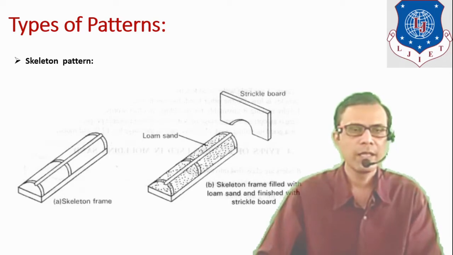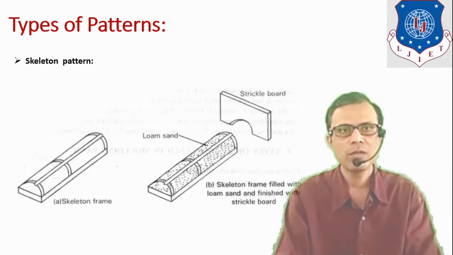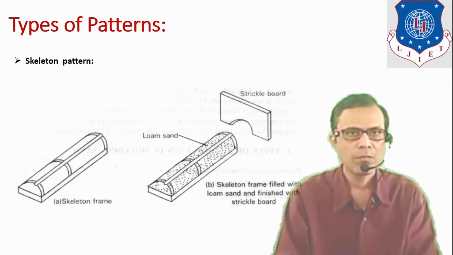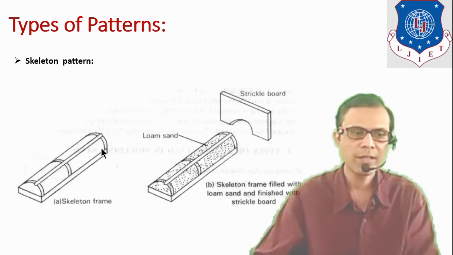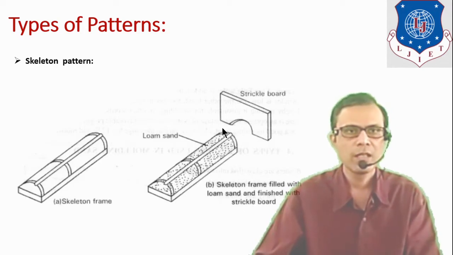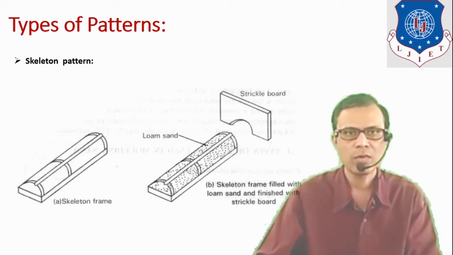Next type of pattern is a skeleton pattern. If shape of the casting is simple but size is large, then it can be made with the help of a skeleton pattern. For example, pipes of cast iron. It can be made with the skeleton pattern. So here it is a skeleton pattern and with the help of this strickle board the molding sand can be set in this way. So it will result in a saving of cost.